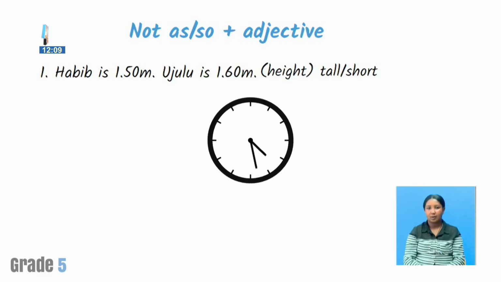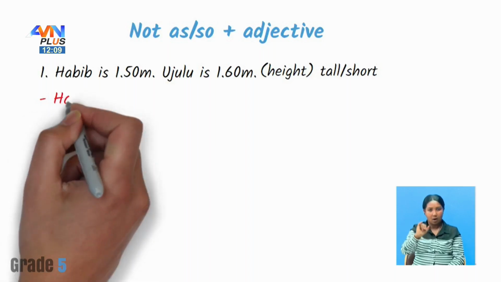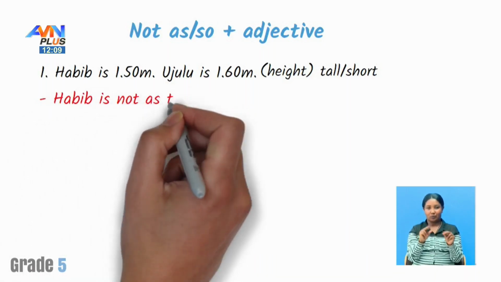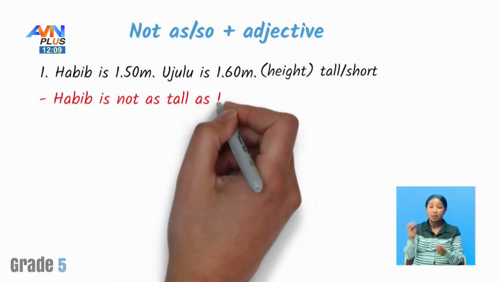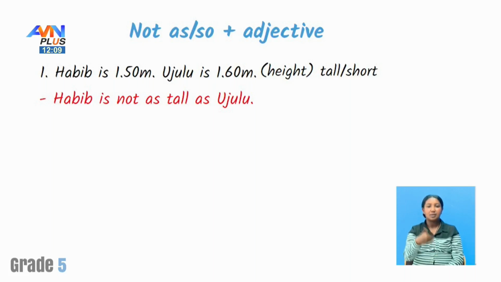Well done. I hope you're finished. Nice student. Come on here. When we start from Habib, Habib is, then not, plus so or as, then we have to bring tall or short. So, Habib is short or tall? He's shorter, huh? So, Habib is not as tall, because this one is negative, as Ujulu.